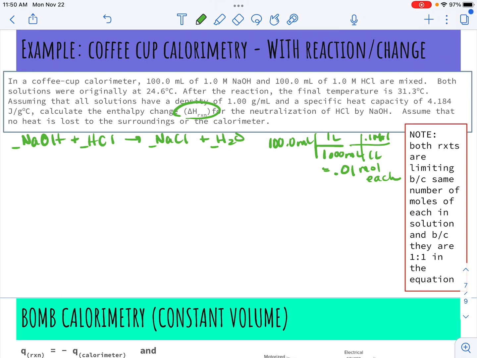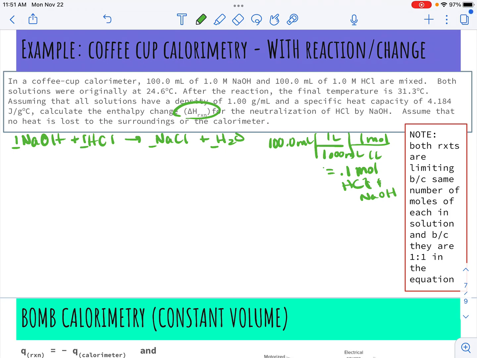All right, so 0.01 moles of each. Sorry, this didn't match my work and I couldn't figure out why. I'm going to back up. This is 1 molar. Okay, so this is 0.1 moles of HCl and NaOH. Okay, so this is important because my coefficients are 1 mole, which means when I'm done, I'm going to have to translate this to per mole instead of per 0.1 moles.